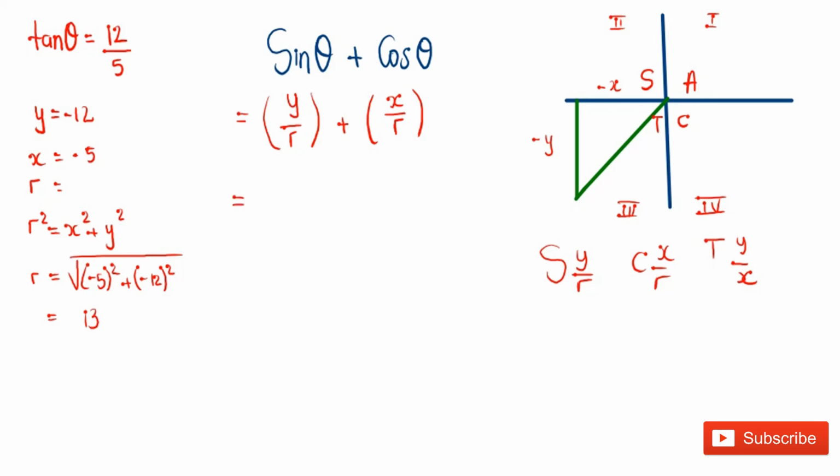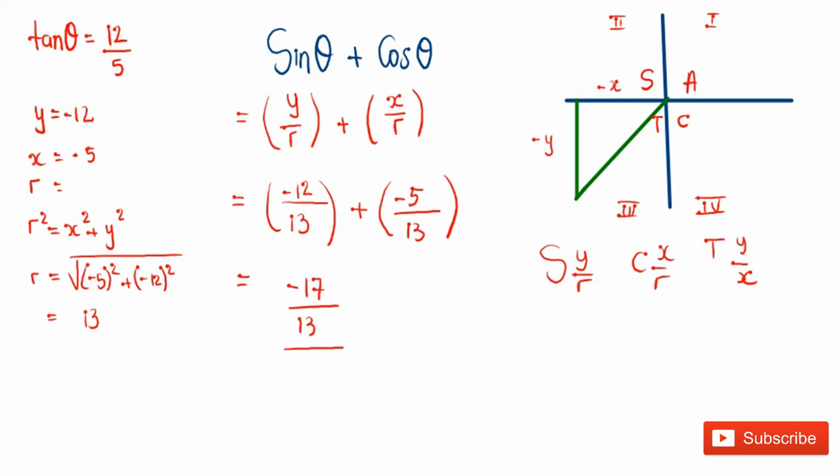What is our y? Our y is negative 12. What is our r? Your r is 13, plus what is our x? Your x is negative 5. And what is your r? Your r is 13. Okay, we can just simply, guys, punch that in, obviously they said without the use of a calculator. So it's minus 12 minus 5 is minus 17 over 13. Okay, so that is our answer, guys.